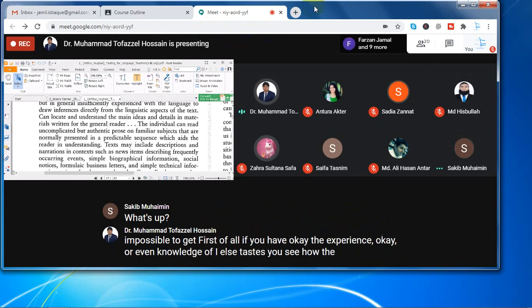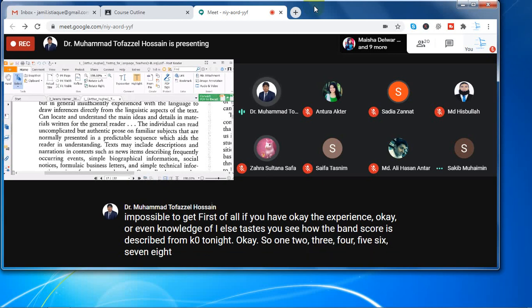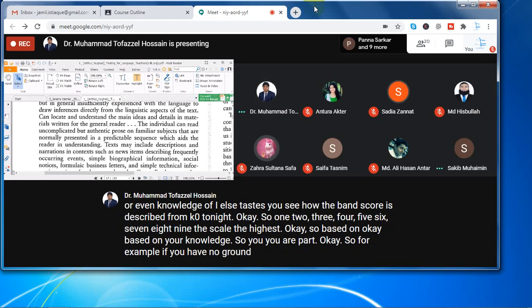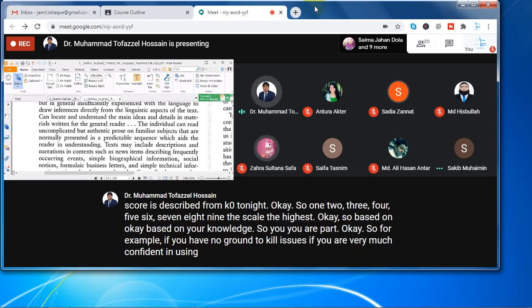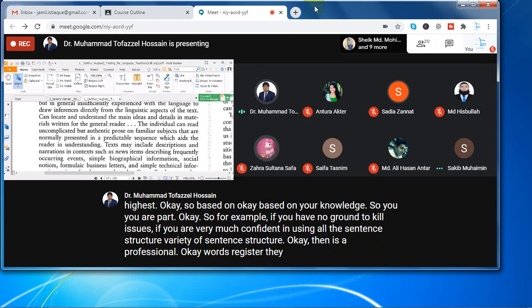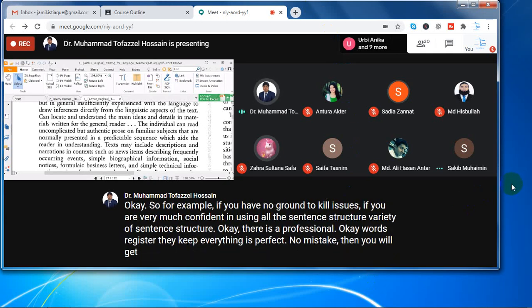For example, if you have the experience or even knowledge of the IELTS test, you see how the band score is described from 0 to 9. So 1, 2, 3, 4, 5, 6, 7, 8, 9, the scale, the highest. Based on your knowledge, you are marked. If you have no grammatical issues, if you are very competent in using all the variety of sentence structure, then professional words, means register, and if everything is perfect, no mistake, then you will get the full band score, 9.